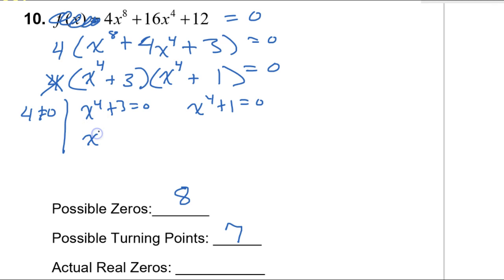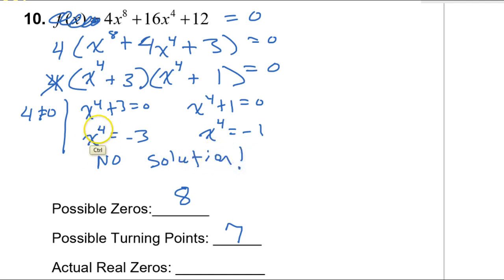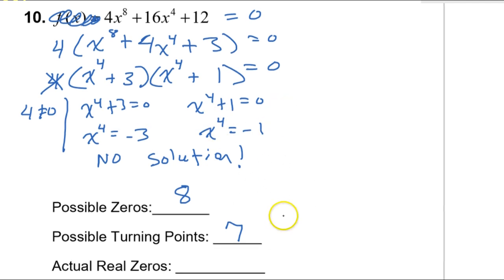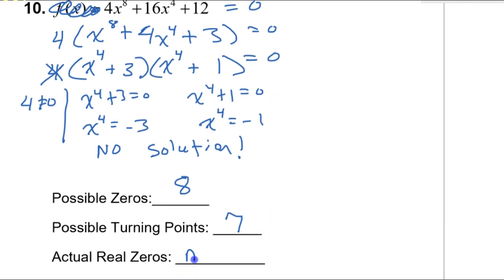Subtracting 3 from both sides gives me x to the 4th power equals negative 3. Subtracting 1 from both sides gives me x to the 4th power equals negative 1. In both cases, I have no solution. All right? An even power makes everything positive. There's no way you're going to take something, raise it to an even power, and then get a negative number. There's nothing to the 4th power that will give me negative 1. So, actual zeros, there are none.